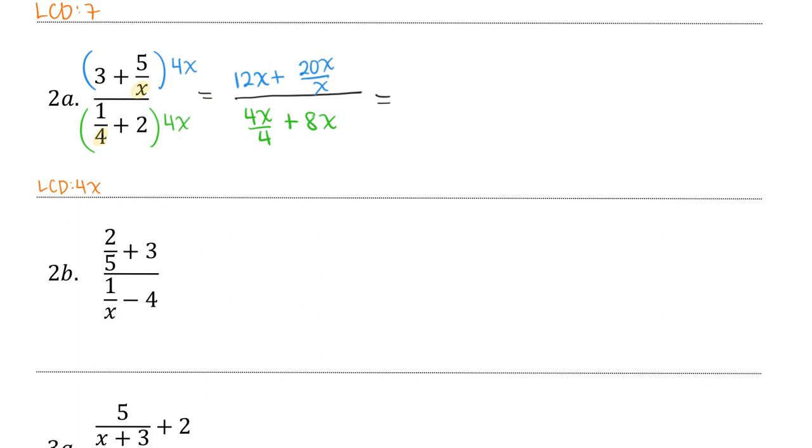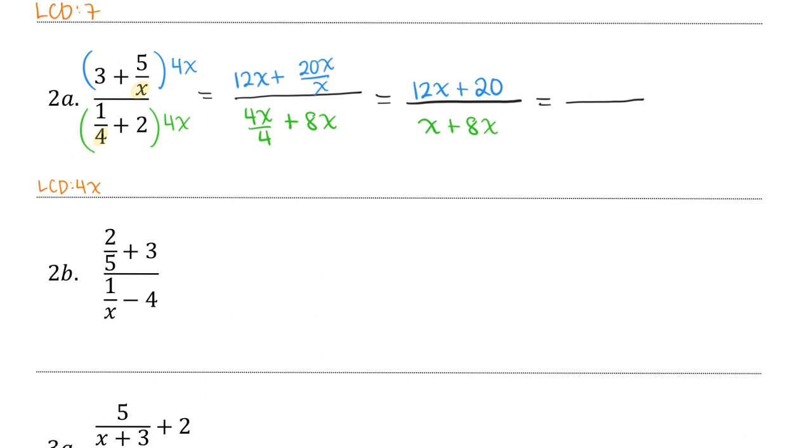Okay, let's simplify our fractions and see what we have. So we have 12x plus 20x over x. The x's cancel, so I get 20. And the denominator, 4x over 4 is just x plus 8x. Oh, that's interesting. Let's try this. Now the top, they're not like terms. Do they have a common factor? Oh, I can take out a common factor.